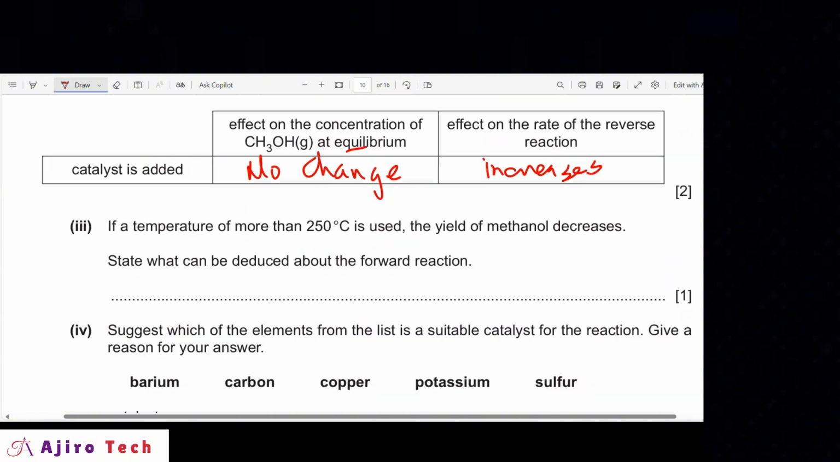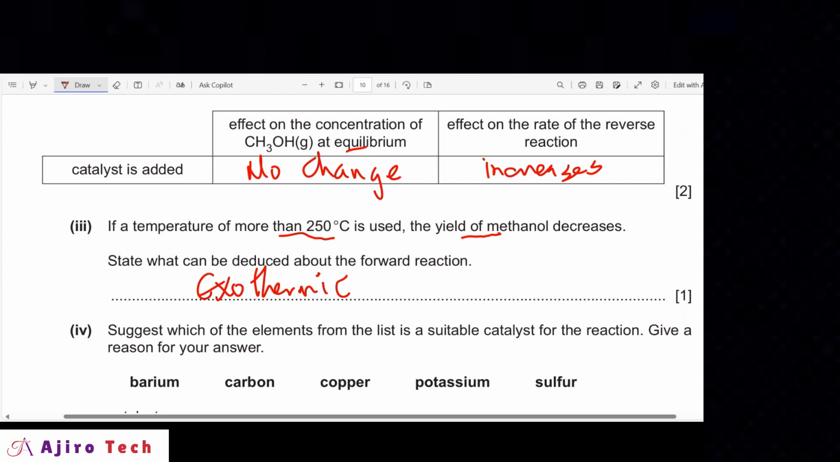Okay. If a temperature of more than 250 degrees Celsius is used, the yield of methanol decreases. What can be deduced about the forward reaction? Now, when the temperature is raised, we observe that the yield of methanol decreases. That tells you that the forward reaction is exothermic in nature. Remember when Le Chatelier was discussing the effect of temperature on the equilibrium position, he says when you increase the temperature of an exothermic reaction, equilibrium shifts to the left.